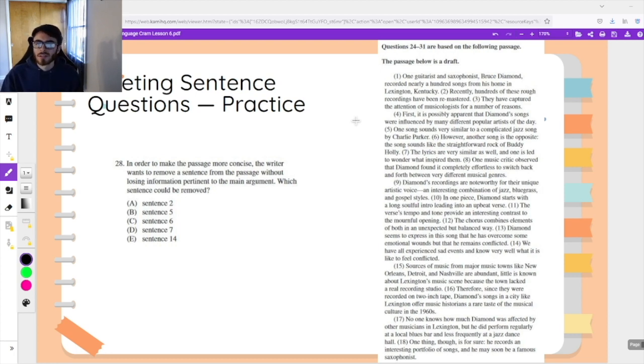Okay, so sentence 2, 5, 6, 7, and 14, it looks like we're going to have to read paragraphs 1, 2, and 3 in order to figure this out. So let's go one at a time here. Let's read paragraph 1 and then look at A. Then we can read paragraph 2 and look at B, C, D. And then we can read paragraph 3 and look at E.